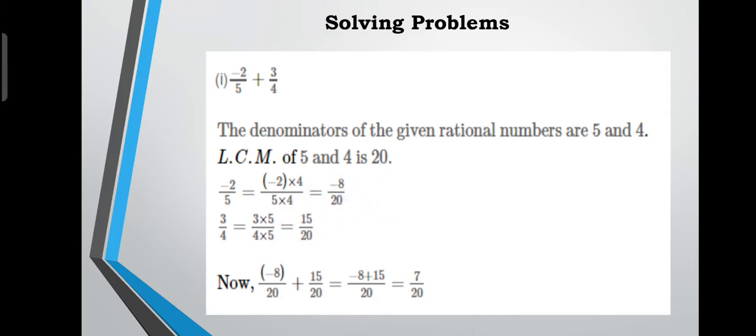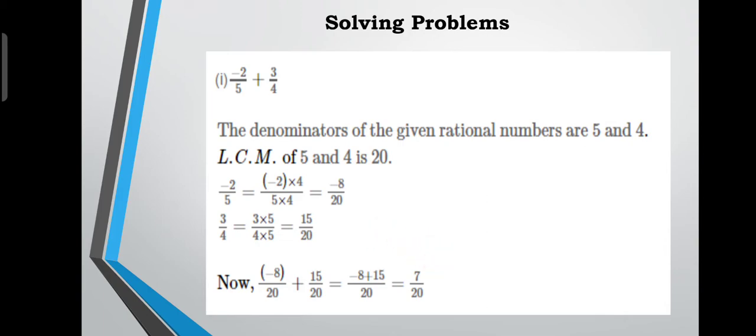Yes children, now let us add. Now minus 8 by 20 plus 15 by 20. Okay, how can we add? So minus 8 by 15 divided by 20, plus into minus is minus. If we are subtracting 15 minus 8, the answer will be 7. But how is it positive 7, children? We studied about this in integers, isn't it? Tell me how it is positive 7. Exactly, because the greater number's sign is positive. So we take it as 7 by 20.